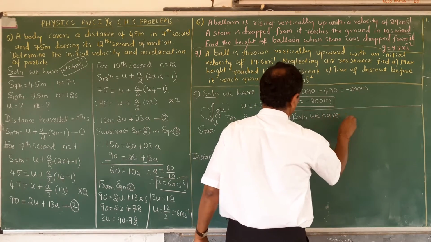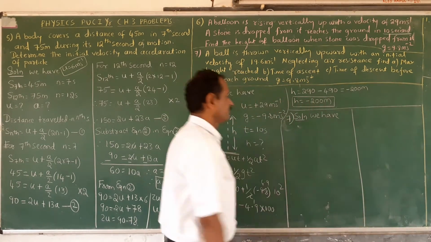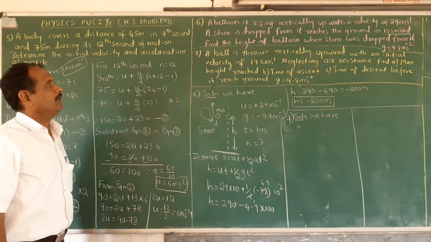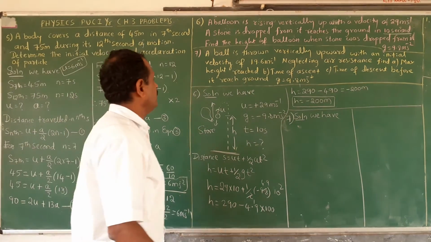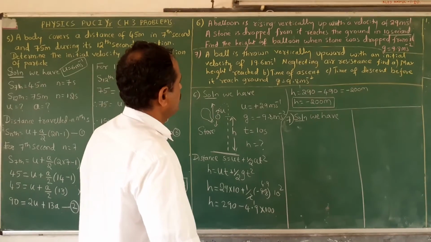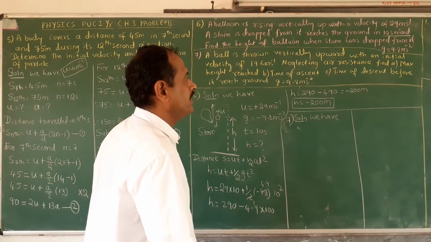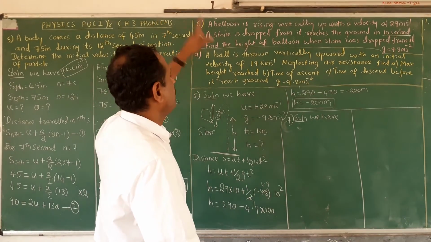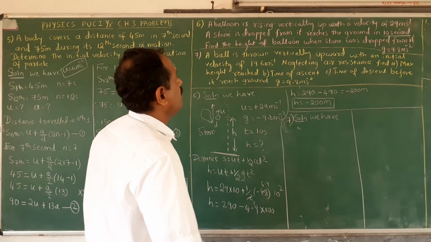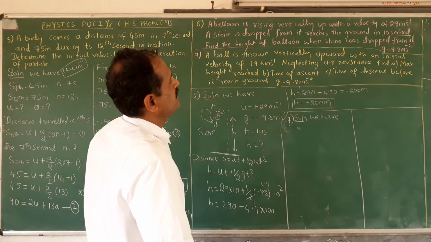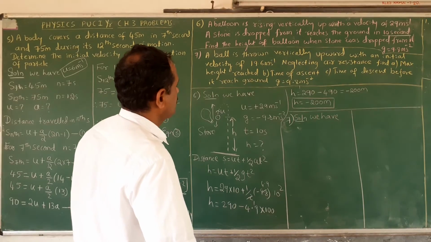What is the next one that I have to write first? A ball is thrown vertically upward with the initial velocity of 19.6 meters per second, neglecting the air resistance. Find the maximum height reached, time of ascent, time of descent, before it reaches the ground.